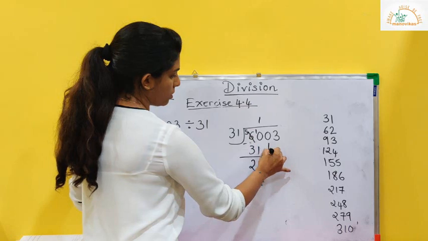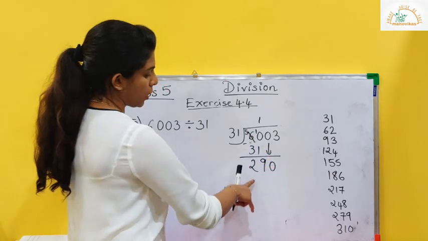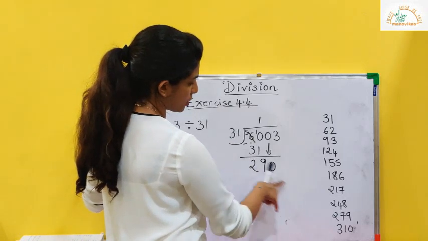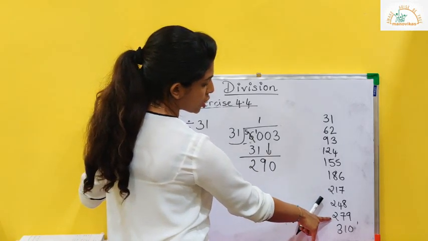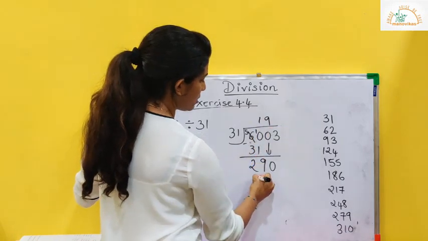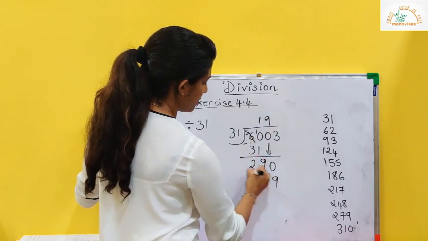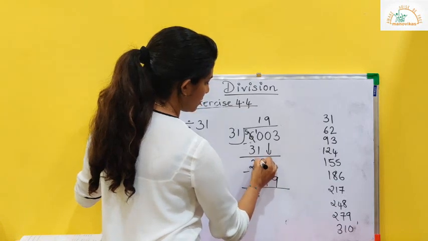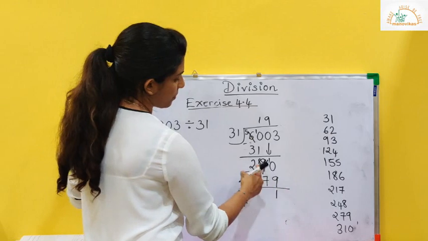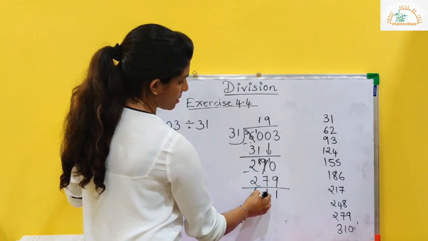Now I bring down this 0 here. Now I got 290. So I have to see in the 31 times table which number is closer to 290. It is 279. So 31 9s are 279 and I subtract it. This becomes 8. So 10 minus 9 is 1. 8 minus 7, 1, and this is 0.